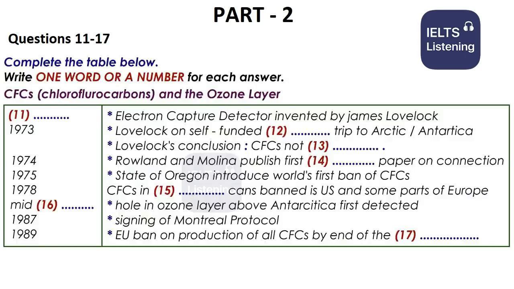In 1978, the United States and several European countries banned the use of CFCs in spray cans. CFCs were still allowed to be used, though, for refrigeration and in solvents. It was in the mid-1980s that scientists in Antarctica observed a huge depletion in the ozone layer above them, often called the hole in the ozone layer. This led, in 1987, to the signing of the Montreal Protocol, which called for further reductions in the production and use of CFCs, and then, 2 years later, to a European Union agreement to ban the production of all CFCs by the end of the century.